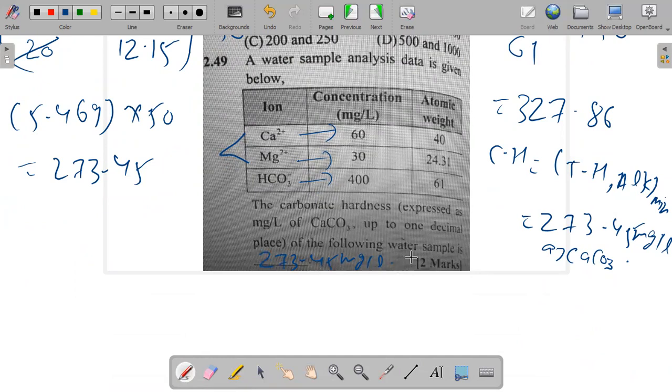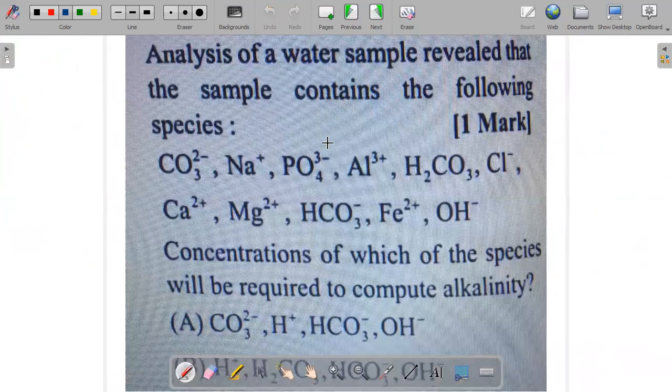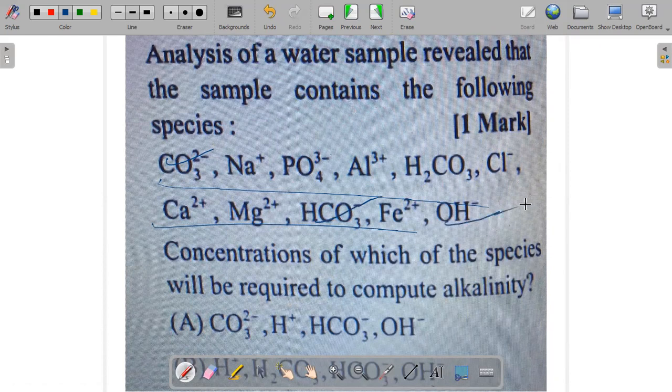Okay, yeah, let's move on to our next question. That is, analysis of water sample revealed that the sample contains the following species. We have a given sample here: CO3 2 minus, Na plus, all these species, and we need to find the concentration of which of the species will be required to compute alkalinity. So for alkalinity, we need CO3 2 minus. We get alkalinity from HCO3 minus, OH minus.